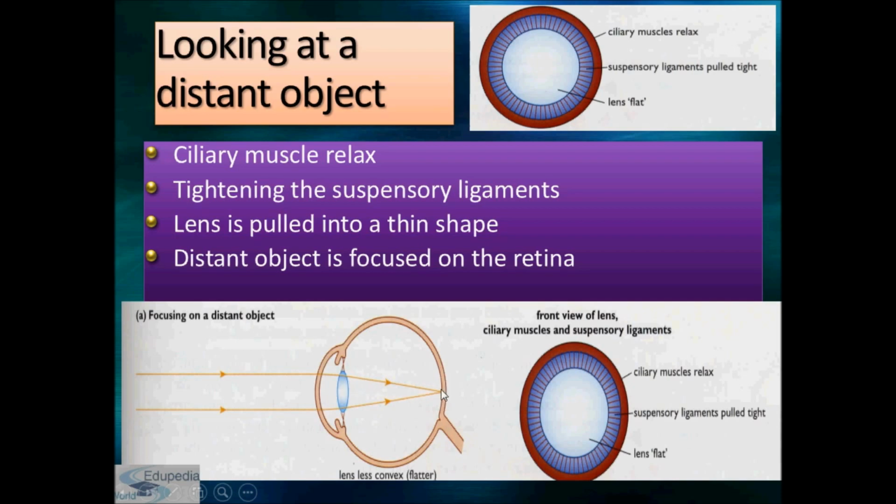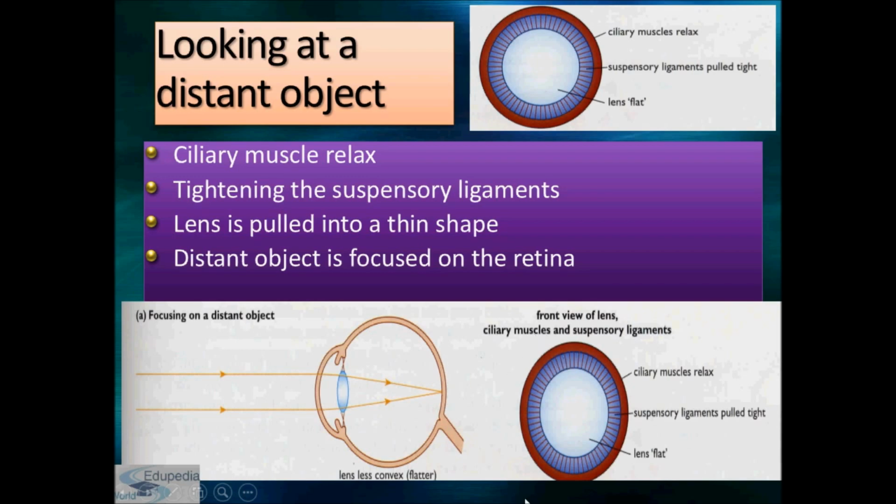Because these light rays are coming from far away objects, the ciliary muscles relax. These muscles relax and it tightens the suspensory ligament and it makes the lens flatten, or it pulls the lens into a thin shape, and the distant object is focused on the retina here.